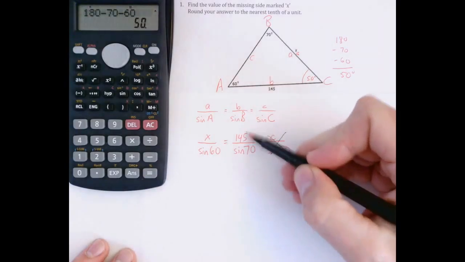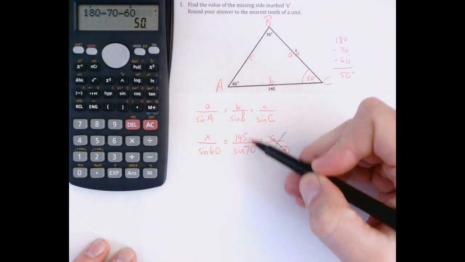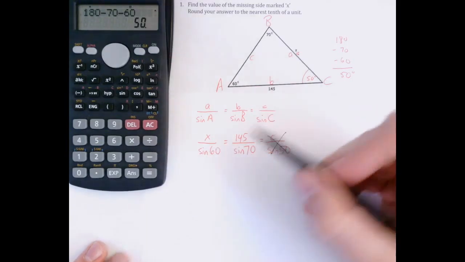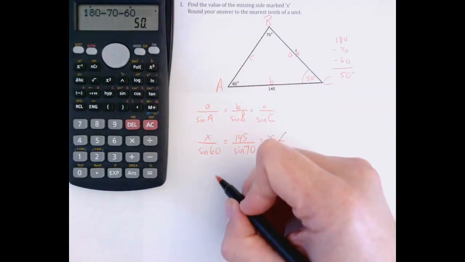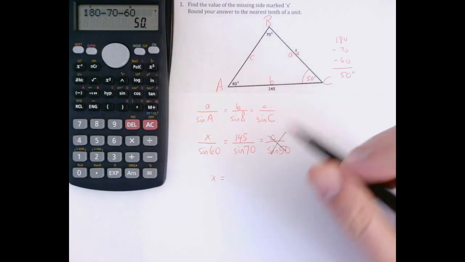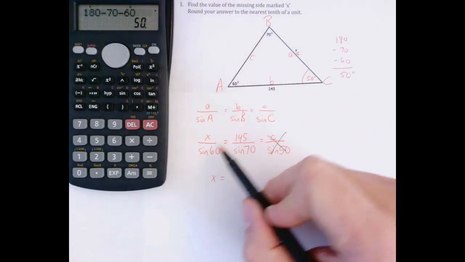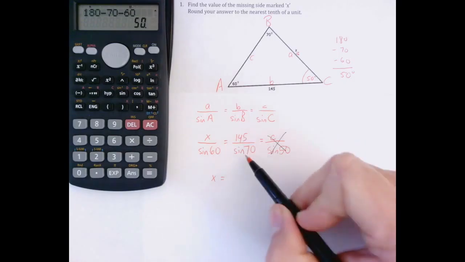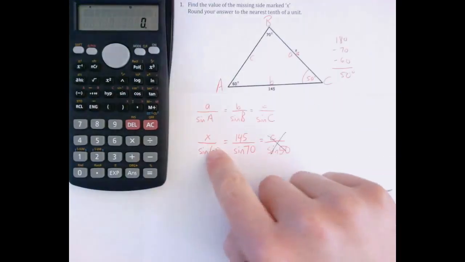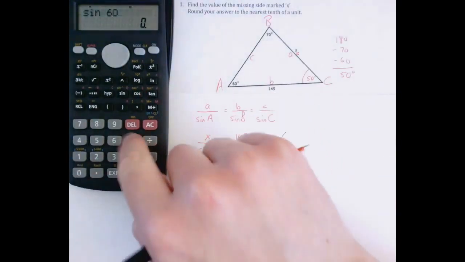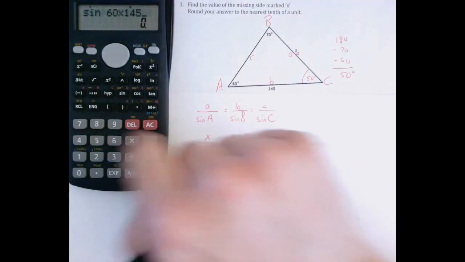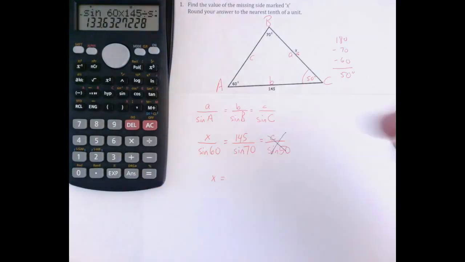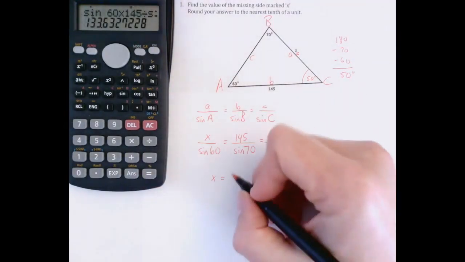The b fraction is going to help me. I have numbers on the top and bottom. That means I can use that in the cross multiplication to solve for my unknown value. So here, all I need to do to find x is cross multiply. And to cross multiply, I multiply the diagonal values, sin 60 times 145, and divide by the other one that's there. So I'm going to do sin 60 times 145 divided by sin 70. That equals 133.63.